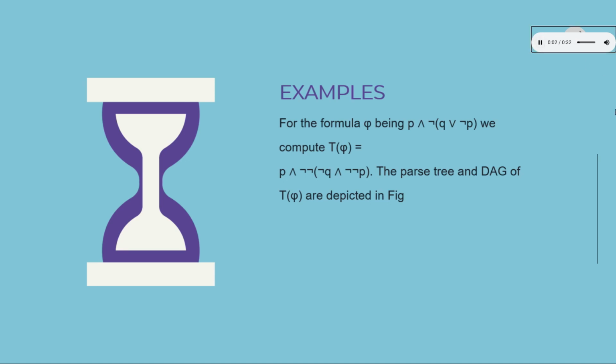Let us try to understand this with an example. The transformed formula for the given formula is shown in the slide. Note that the transformed formula consists of only conjunction and negation operations. Now, the directed acyclic graph of the transformed formula will be studied, which is presented in the next slide.